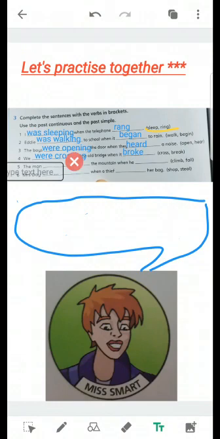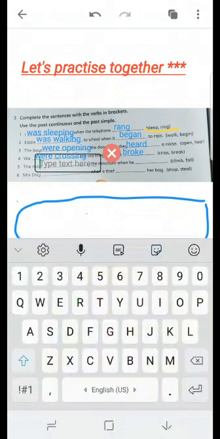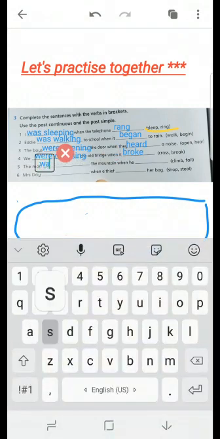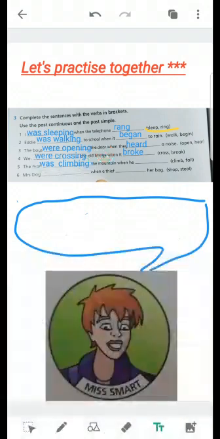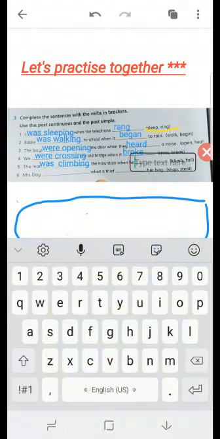So the man, singular. So we write was climbing. Okay, the man was climbing when he, the simple past of the verb fall is fell.